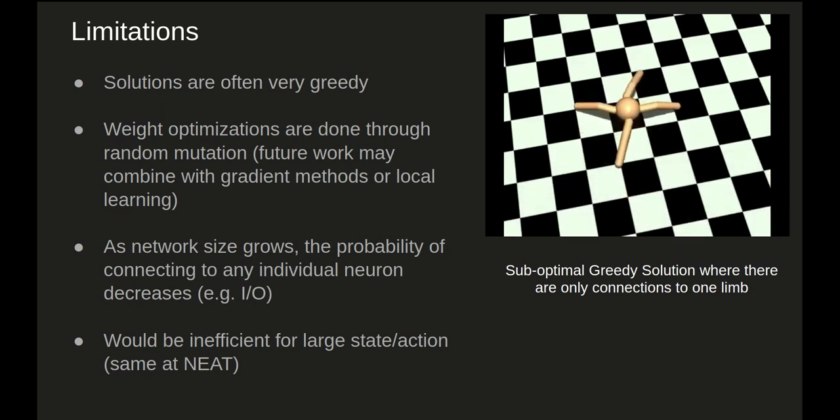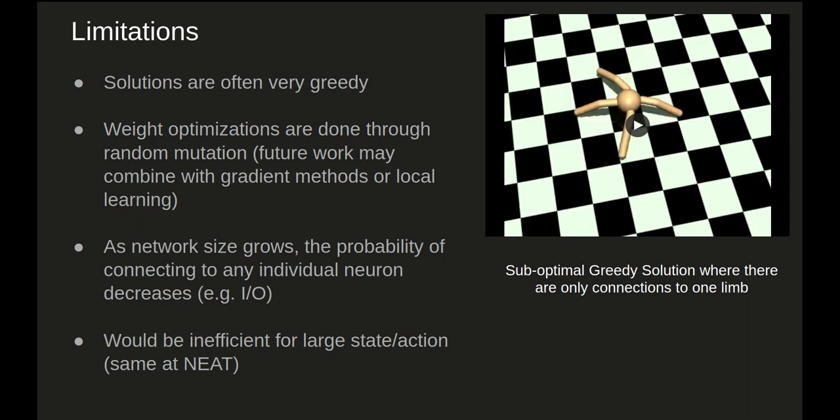Another limitation is that, specifically in this work, weight optimizations were done through random mutation, and further work might improve this algorithm by combining that with gradient methods or local learning. Another limitation is, as the network size grows, the probability of connecting to any individual neuron decreases. Rather, it might be more beneficial to have each neuron deciding who it connects to, so that when a new neuron is added, it doesn't become sparser and sparser and less likely to be connected to.